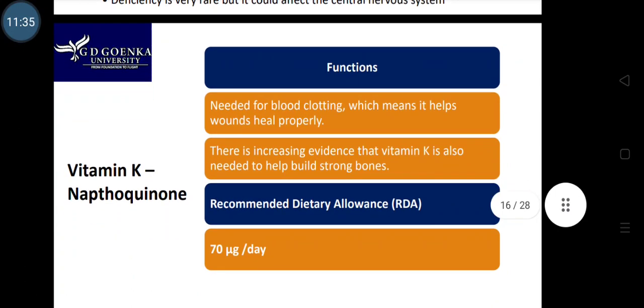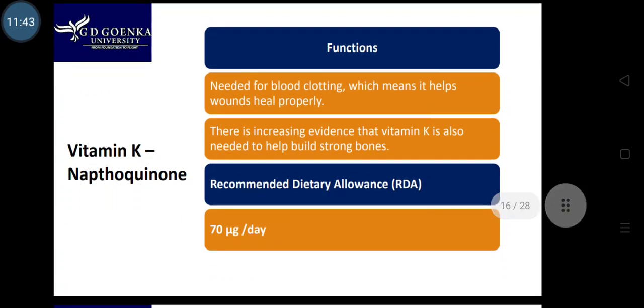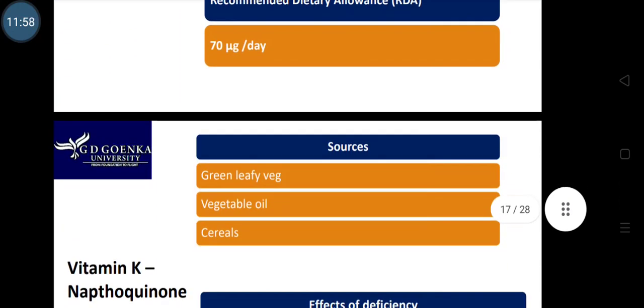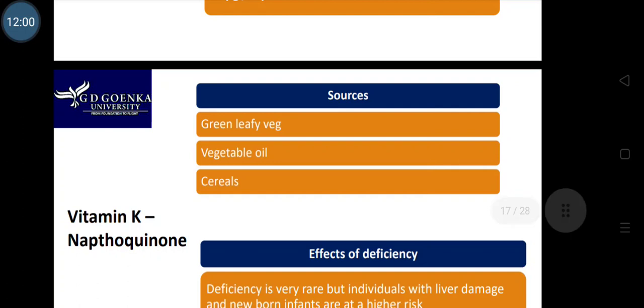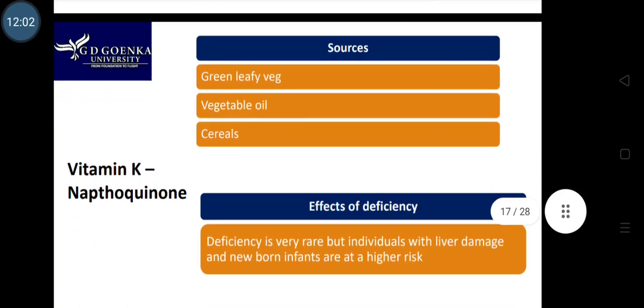Vitamin K is needed for blood clotting. K means clotting, which means it helps wound healing properly, and there is increasing evidence that vitamin K is also needed to help build strong bones. These are the main vital functions of vitamin K. Chemically it is a naphthoquinone, and the recommended dietary allowance is 70 microgram per day. Sources of vitamin K are green leafy vegetables, vegetable oil, and cereals.